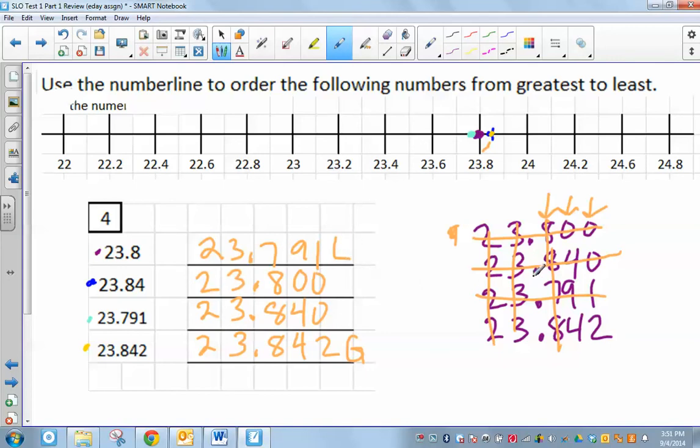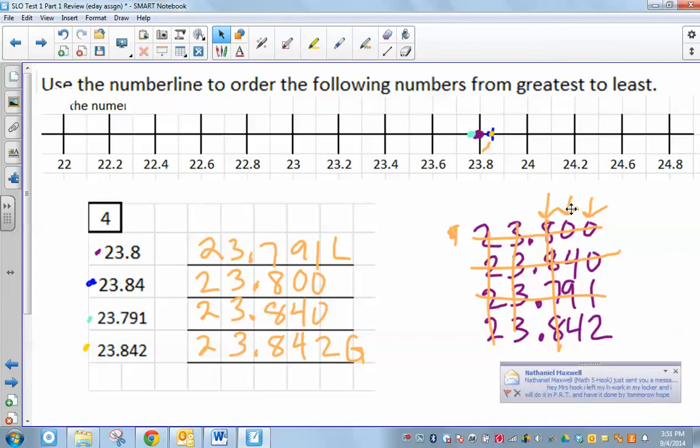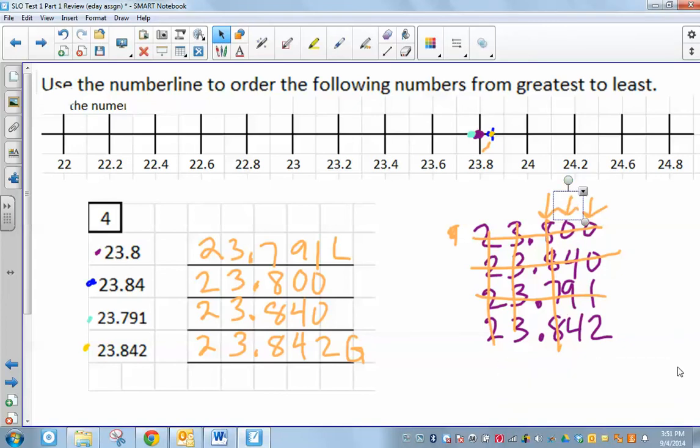Then we look at our numbers where the 8s are in the tenths place. So I now need to look in the hundredths place. So in the hundredths place, I have a 0, a 4, and a 4. So I can find my next smallest number is going to be 23.8. So we can cross that number out now, and we write it down over here.